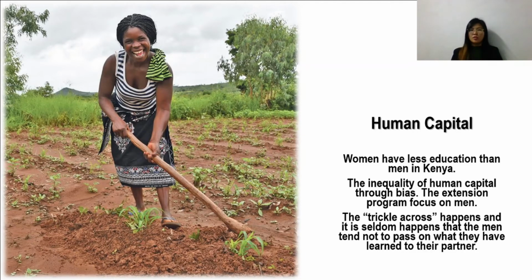The case study shows that women have less education than men on average in most rural developing areas. The inequality of human capital comes through a bias in which available programs typically focus on training men. The knowledge and information of men is expected to trickle across to their partners, but it seldom happens and the men tend not to pass on what they have learned to their partners.